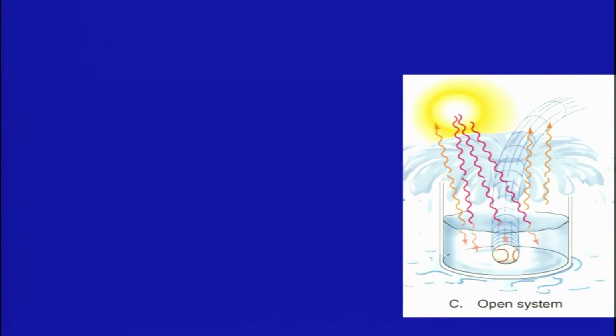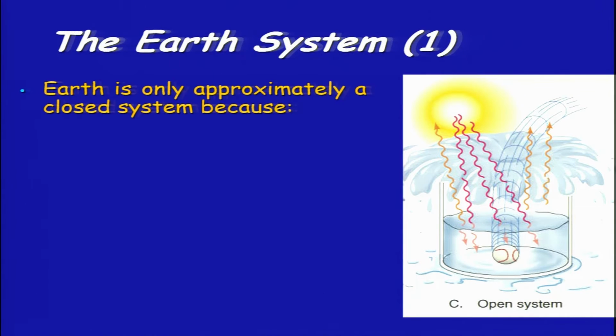Let us go ahead and then see what the open system is now. Earth is only approximately a closed system. Closed system we are talking about, only energy can be exchanged, but no matter. But here we say it is approximately a closed system. Now why?